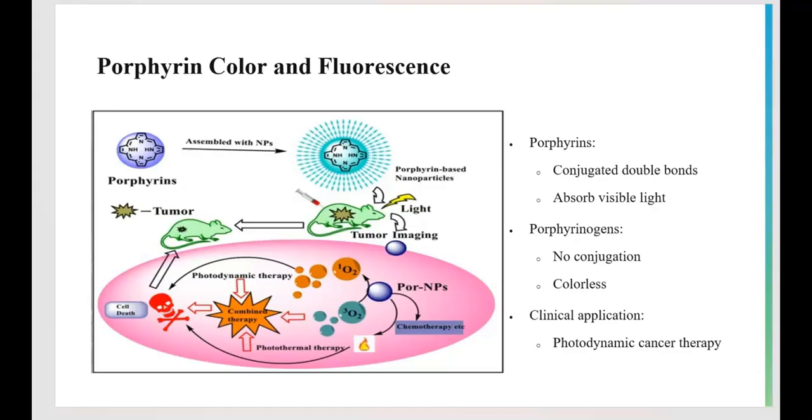Porphyrins have color and fluorescence. They have conjugated double bonds that absorb visible light, which makes them colored and fluorescent, a special property used in photodynamic cancer therapy. This picture shows the porphyrin with the UV fluorescent image, and it illustrates photodynamic therapy or photothermal therapy and chemotherapy for the treatment of cancer.